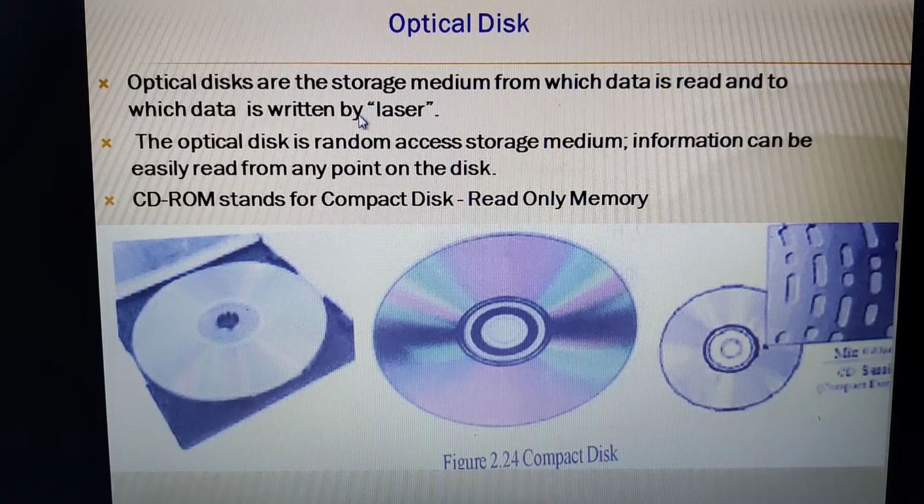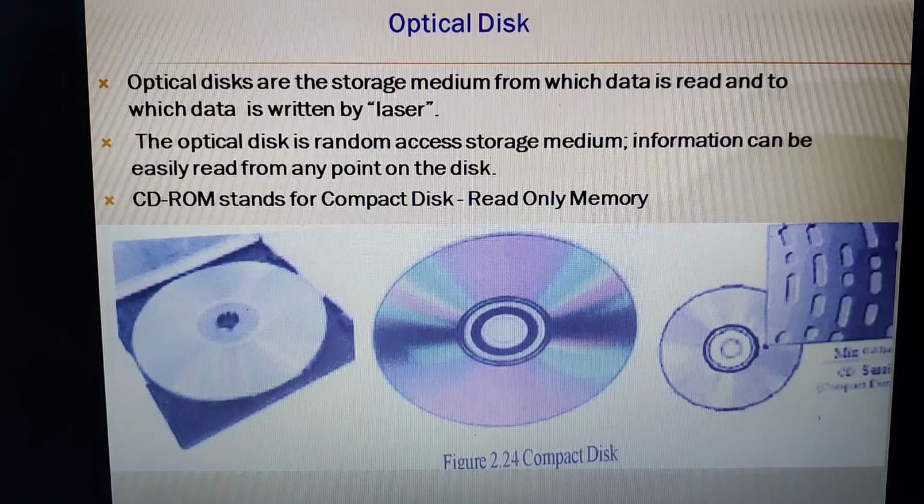Optical disks are storage media from which the data can be read and to which the data can be written by the laser. This is what an optical disk is. Can you see here? With the help of laser, the contents are written, in the sense that the contents are stored onto the disk. Read means whatever contents are stored onto the disk, we can read it, whether it is an audio file, video file, text file, or any kind of document.